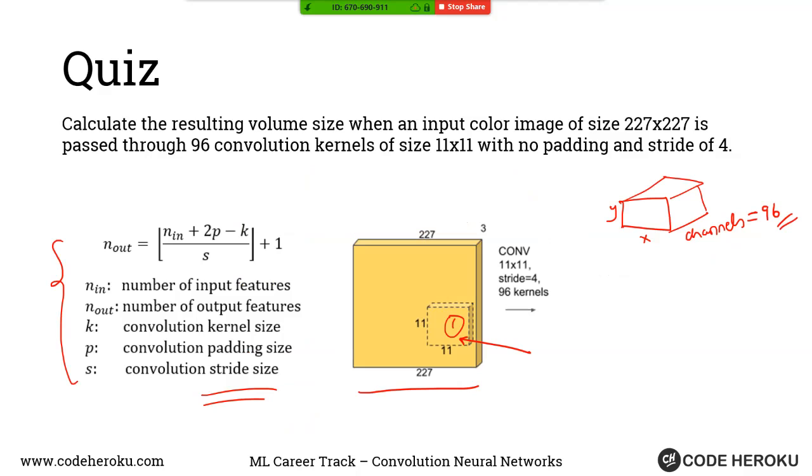Okay, so let's calculate the X and the Y now. What is the N input over here? The N input is 227 plus 2 times padding. We don't have any padding, it says no padding. So it is 2 times 0 minus K. And K for us, what is K for us?